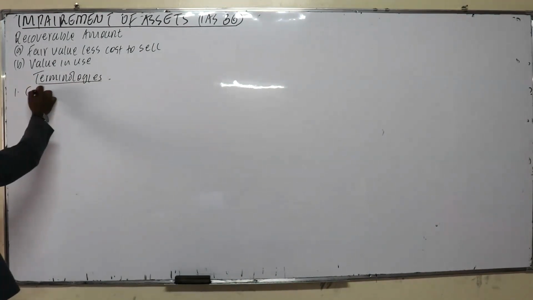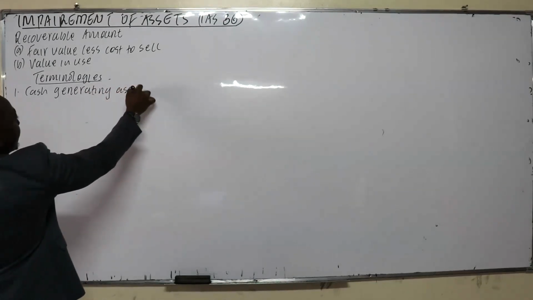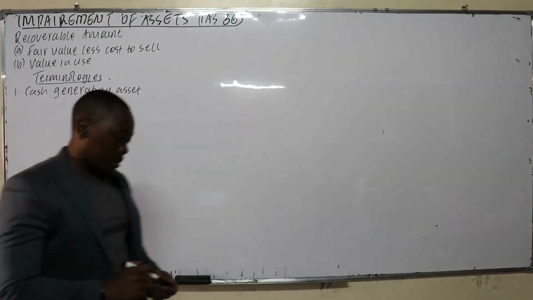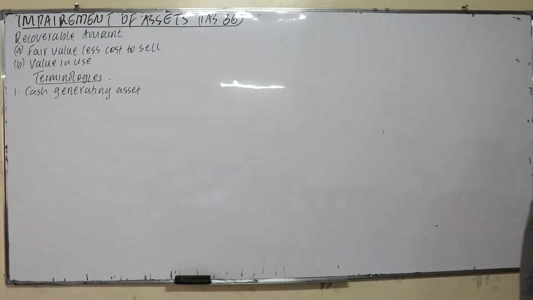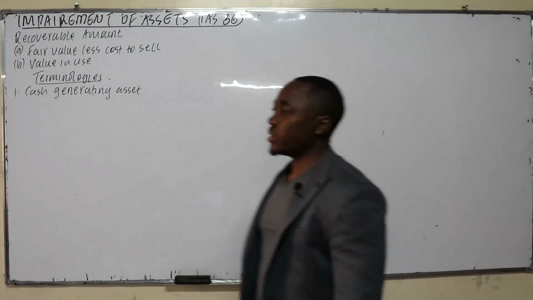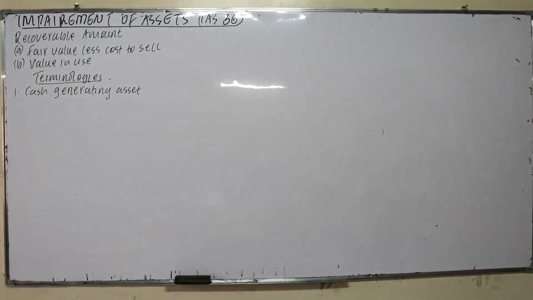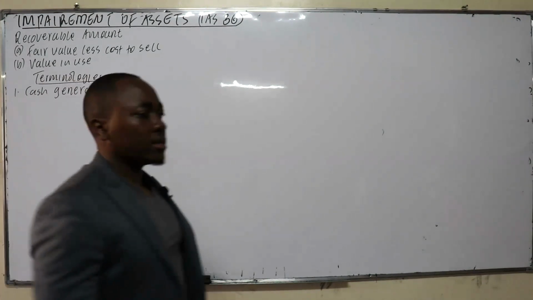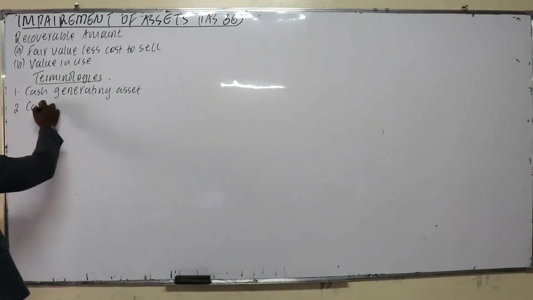Number one, cash generating asset. This is an asset held to earn commercial returns.